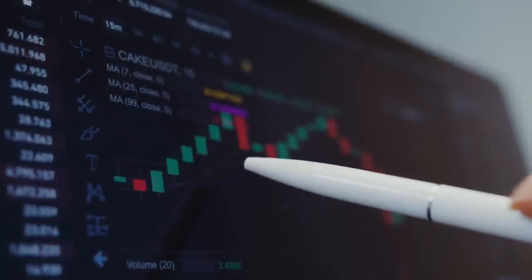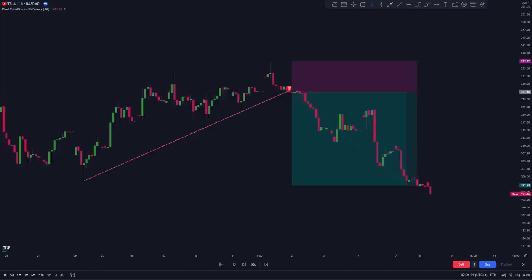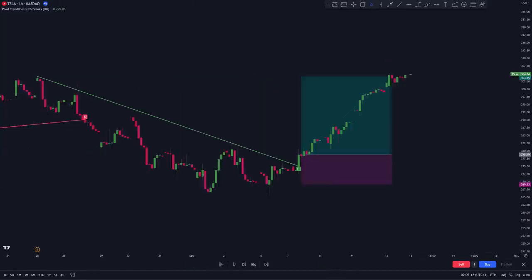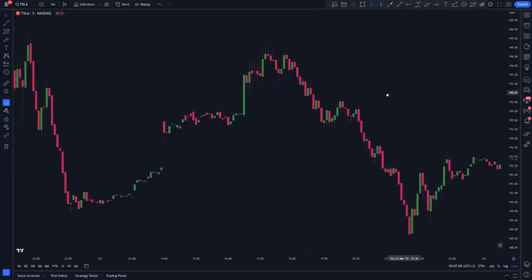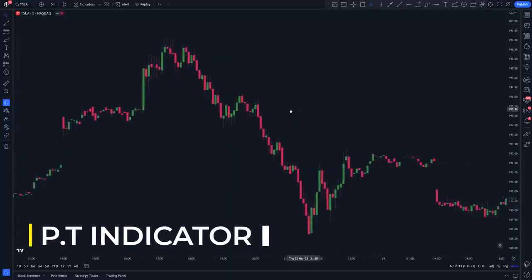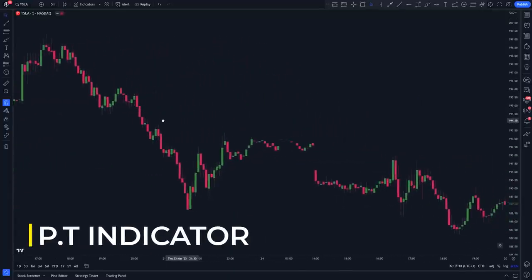how this indicator works and how to use it to spot super profitable trades like this one, or like this one. Let's get into it. Now, this indicator is called Pivot Trendlines with Breaks, or just the PT indicator for short.